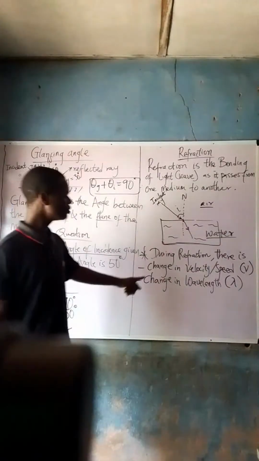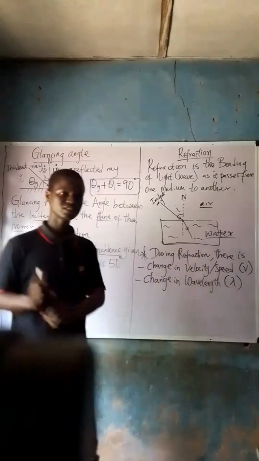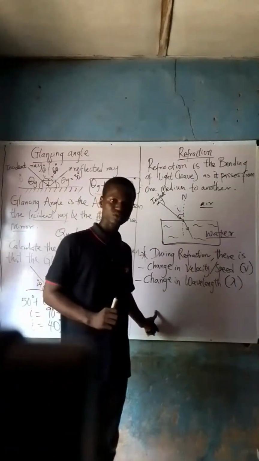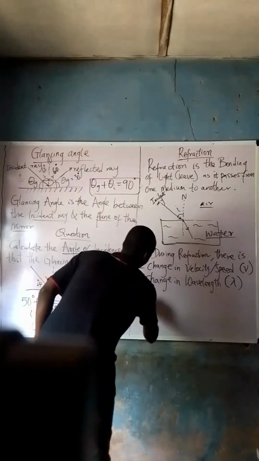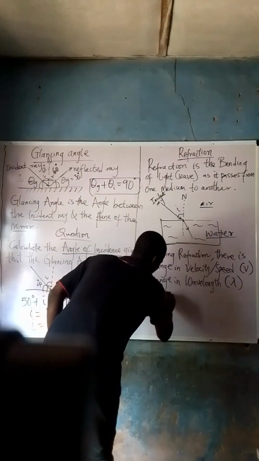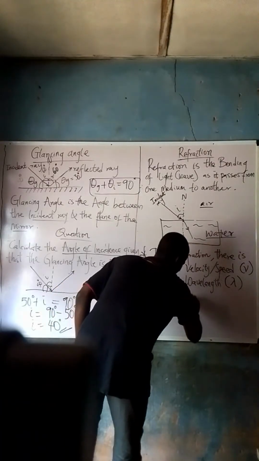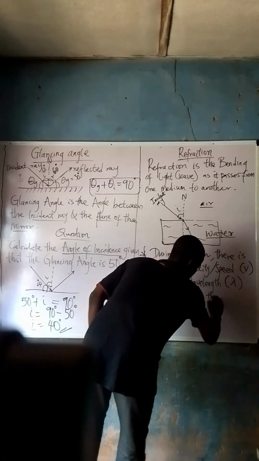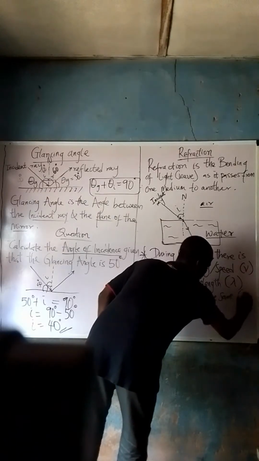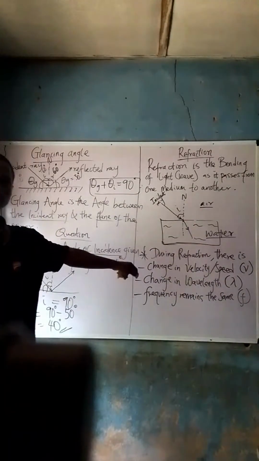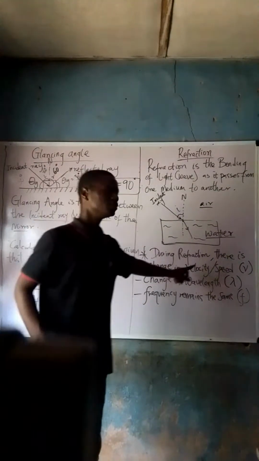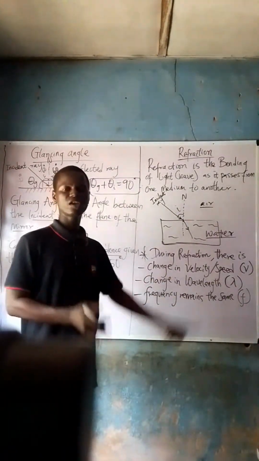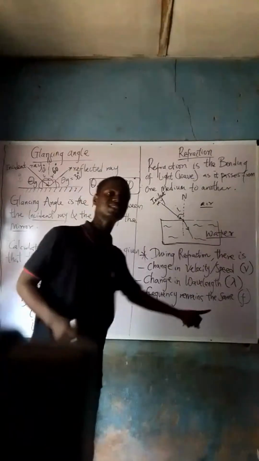Now let's continue. During refraction, there will be a change in velocity. First thing first. During refraction, there will be a change in wavelength. During refraction, the frequency remains the same. Take note of this very fact. That is to say, wavelength will change, velocity will change, but the frequency will not change.